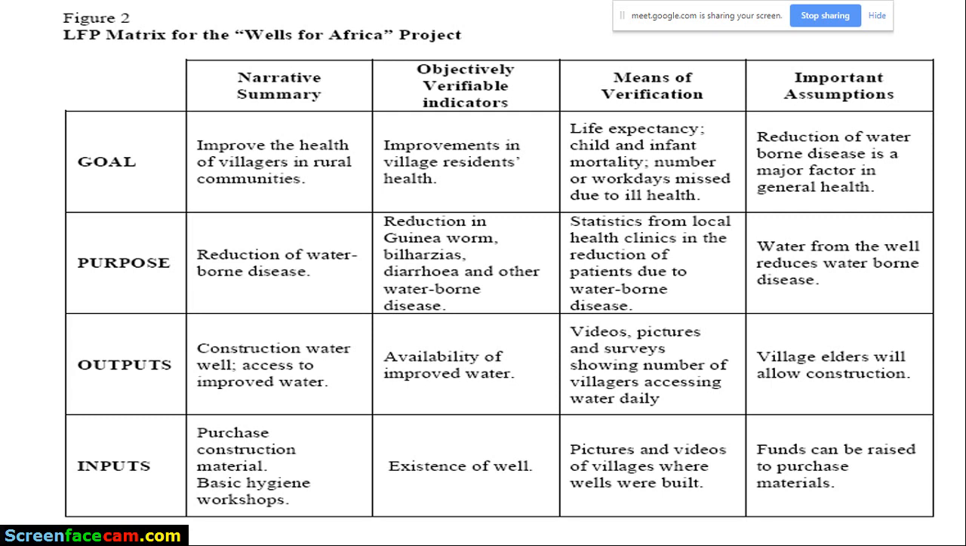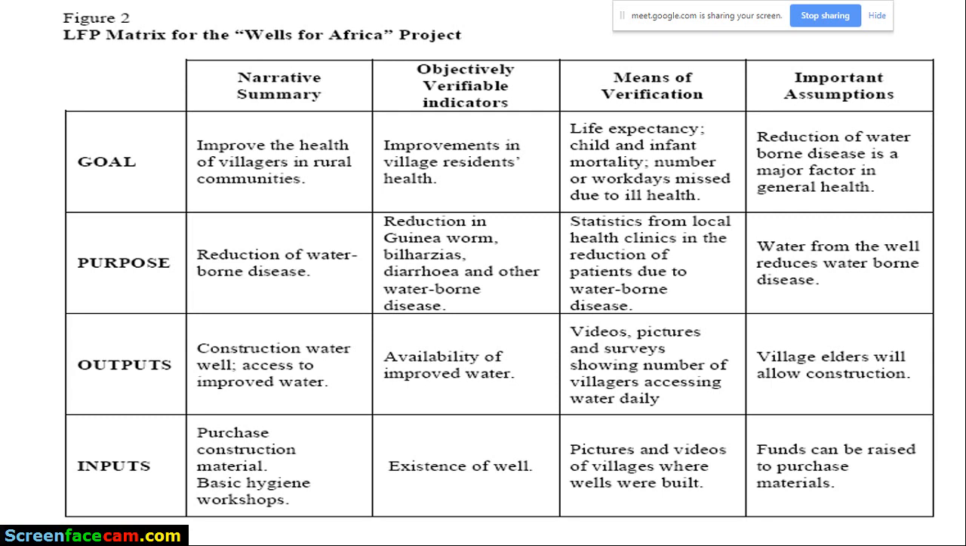The program here is the Wells for Africa project. The goal for this project is to improve the health of the villagers in rural communities by providing quality water. As we can see from the outputs, wells have been constructed, and people have access to improved water. The outcome, the thing we are going to get after constructing the boreholes and people having access to improved water, is a reduction in waterborne diseases, which used to torment people in the rural communities.